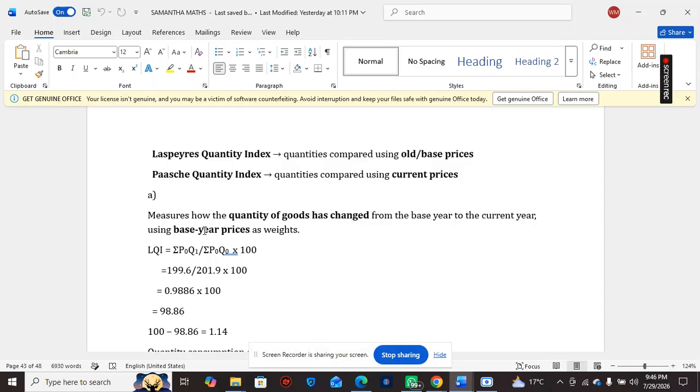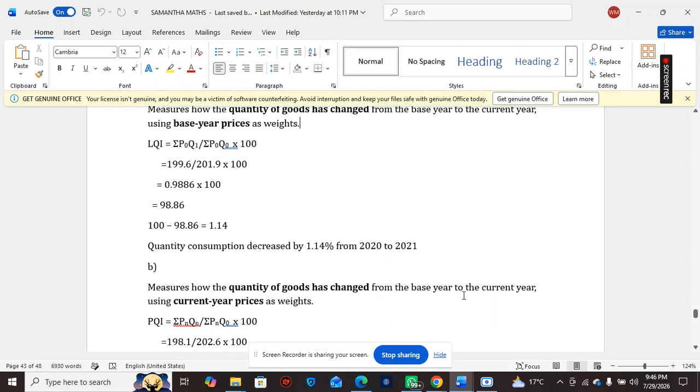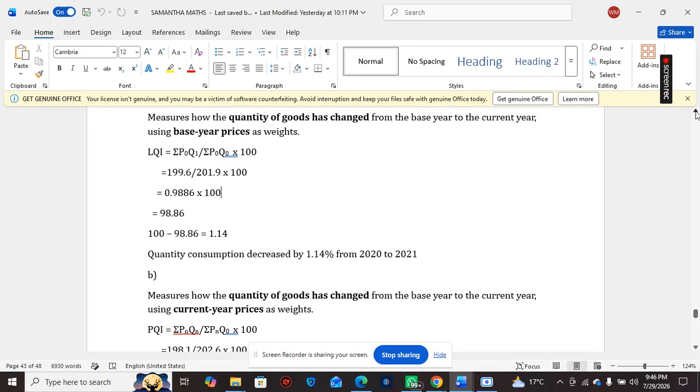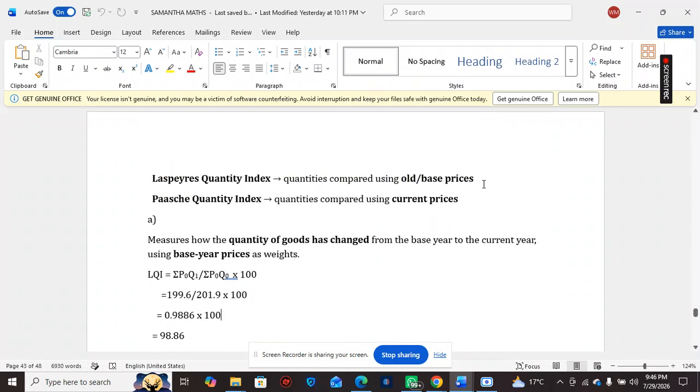Then Paasche quantity index. Same thing. You're measuring how the quantity of goods has changed, but what is used as your weights is different. In Laspeyres, it's the base year prices that are your weights. In Paasche's, it's the current year prices that are your weights. Colleagues, both of them are tracking how the quantity of goods has changed, but what's different is the prices that we're using.